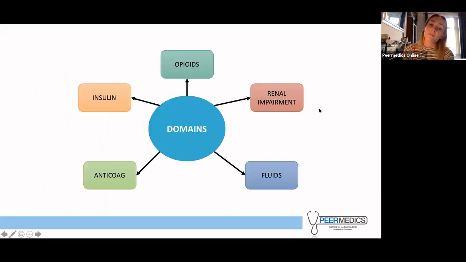So the 5 main things that you could be tested on are opioids, renal impairment, fluids, anticoagulation, and insulin. For today, we're just going to look at opioids, renal impairment, and fluids, just so that it's not too big of a teaching at the moment.